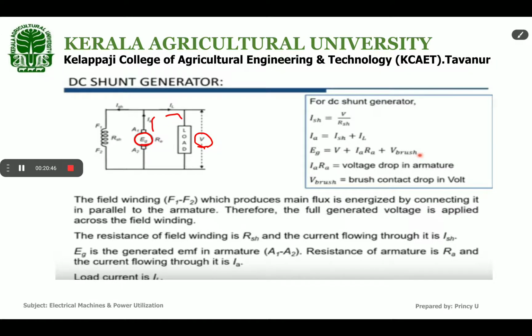We know that the full generated EMF will not be available as the terminal voltage. കുറച്ച് ഡ്രോപ്സ് ഉണ്ടായിരിക്കും. ഫസ്റ്റ് ഡ്രോപ്പ് എവിടെ വരുന്നത്? ആർമേച്ചർ വൈൻഡിങ് റെസിസ്റ്റൻസ് RA പ്രസന്റ് ആയതുകൊണ്ട് അവിടെ RA ഡ്രോപ്പ് ഉണ്ടായിരിക്കും. ദെൻ ബ്രഷ് കോണ്ടാക്ട് ഡ്രോപ്പിന് കുറച്ചൊരു പാർട്ട് കോൺട്രിബ്യൂട്ട് ചെയ്യും. അപ്പോൾ ബാക്കി വരുന്നതാണ് ടെർമിനൽ വോൾട്ടേജ് ആയിട്ട് നമുക്ക് കിട്ടുന്നത്. So EG is equal to the terminal voltage plus all of the drops.